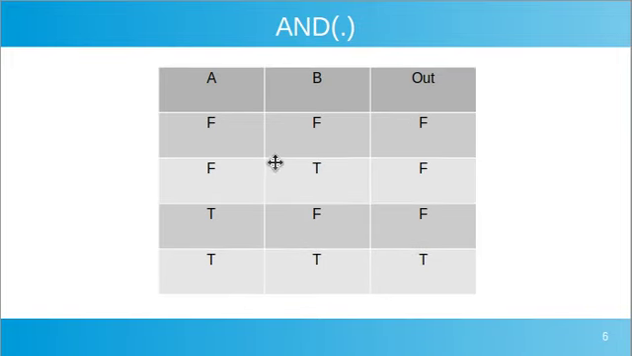In the case of the AND operation, the sign is dot. So these are all the possible combinations of A and B. In the case where both of the values are true, the output will be true. So if input 1 and input 2 both of them are true, then the output is true. Otherwise all of the values will be false: false false false, false true false, true false false.